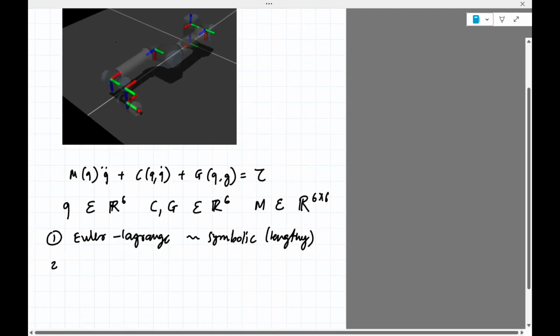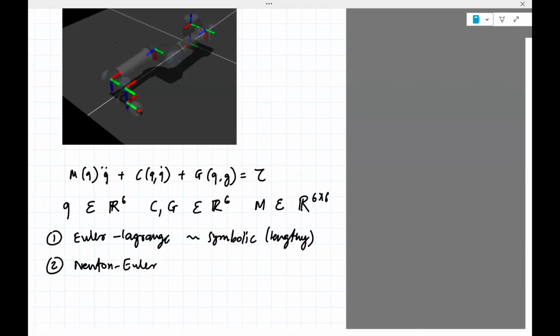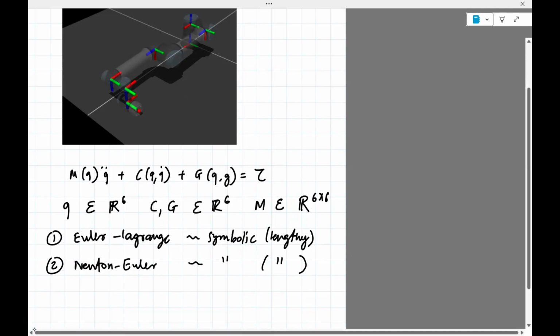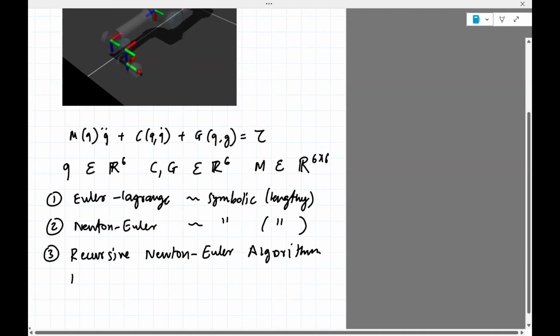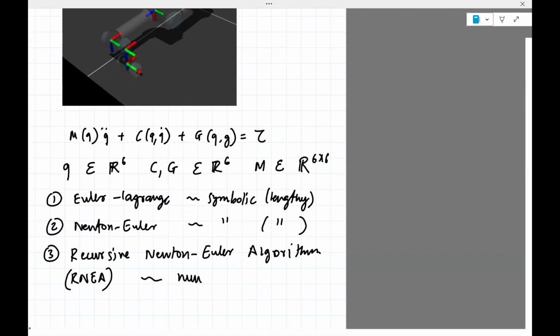You could use Newton-Euler, same symbolic. It'll have the same problem. It'll be very lengthy because you're trying to do symbolic calculations. So what we'll do here is we'll use the recursive Newton-Euler algorithm, also known as RNEA, and we'll use this in a numerical fashion.